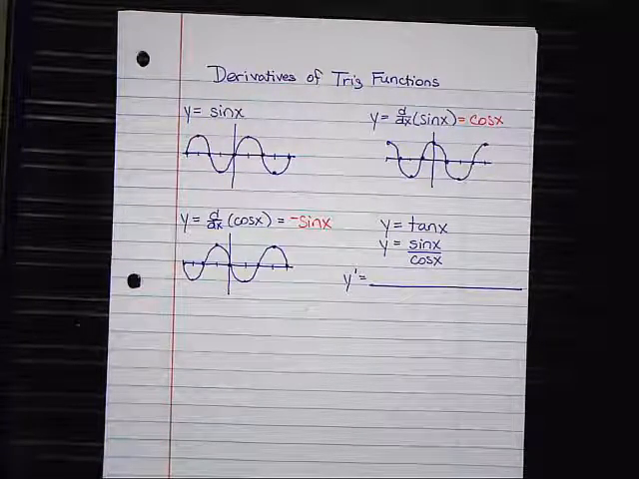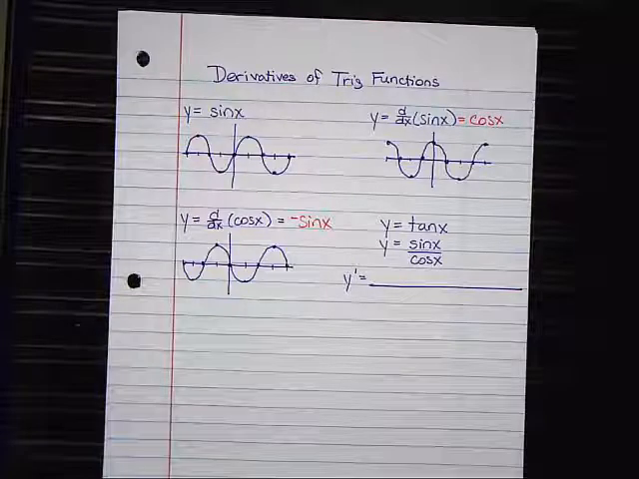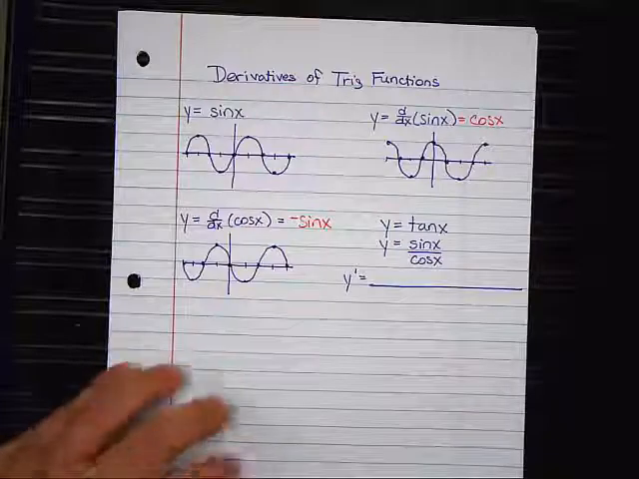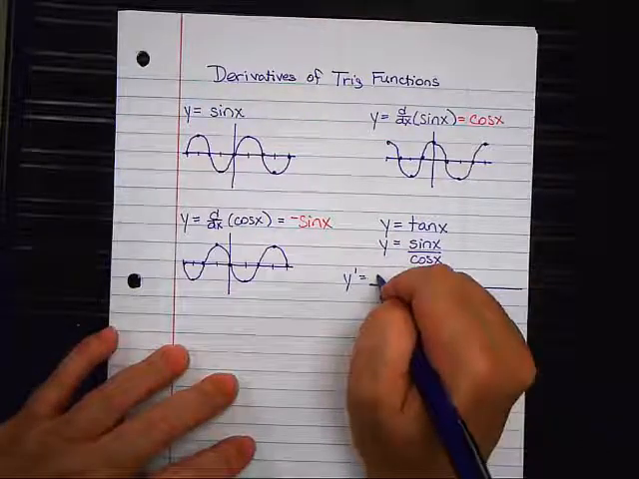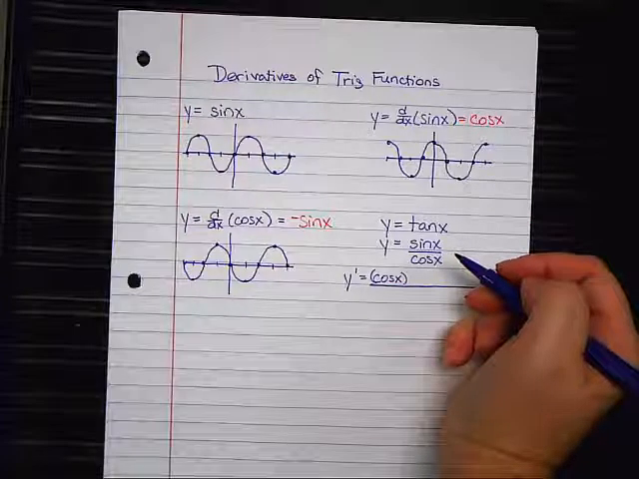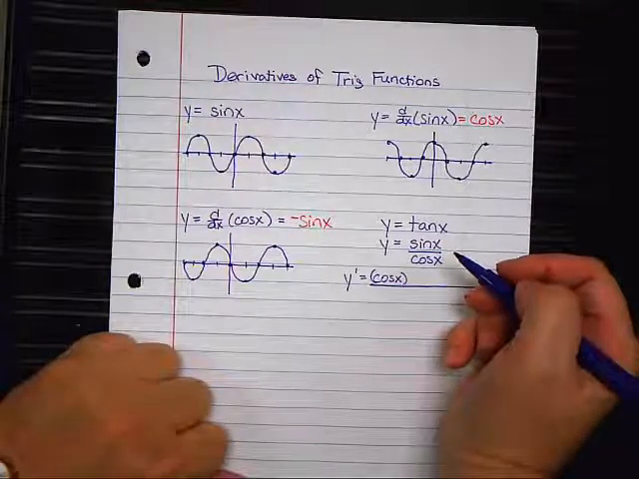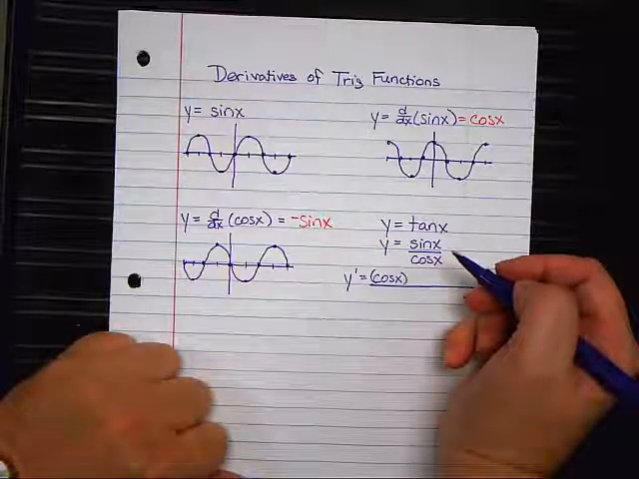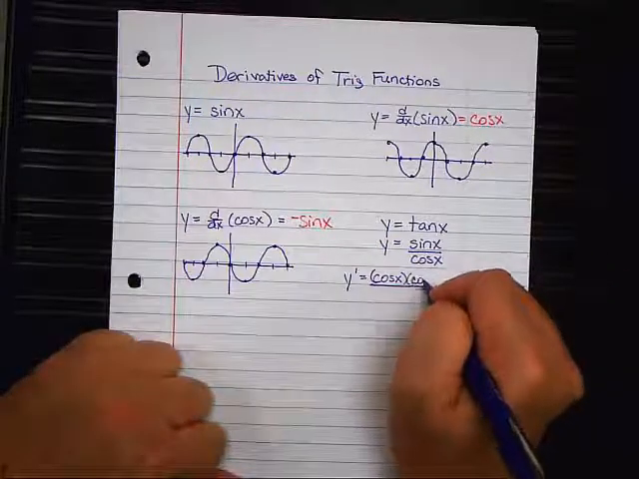Now hopefully you're getting to the point where I say quotient rule and your brain says low, D high without even thinking about it. So, low is cosine x. Make sure you put the x's on there. Very important that you do. What is d high? What's the derivative of sine? Just plain cosine. So, cosine of x.